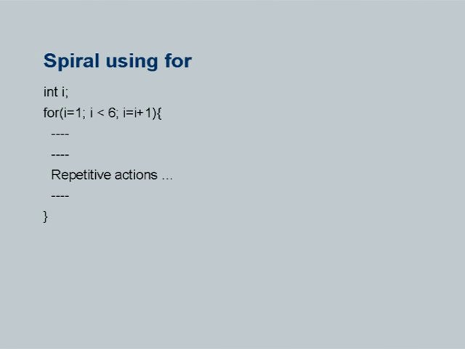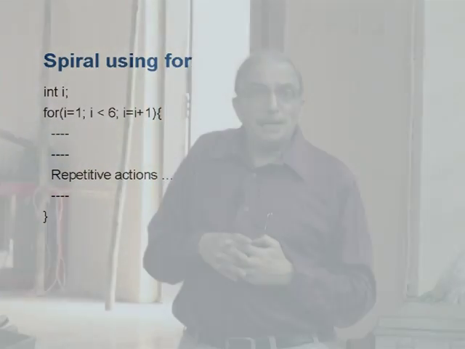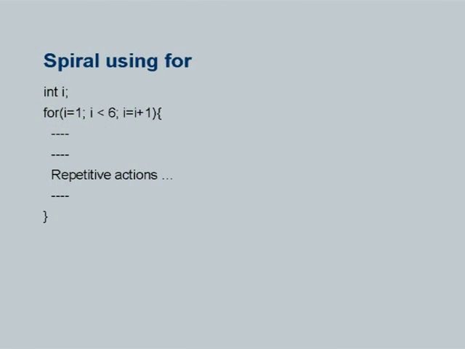int i, for i equal to 1, i less than 6, i equal to i plus 1. Execute whatever instructions you want. These are the repetitive actions, end of braces. All the repetitive actions stated will be executed first with i equal to 1, then with i equal to 2, then with i equal to 3, then with i equal to 4, then with i equal to 5, but when i becomes 6, I will get out.